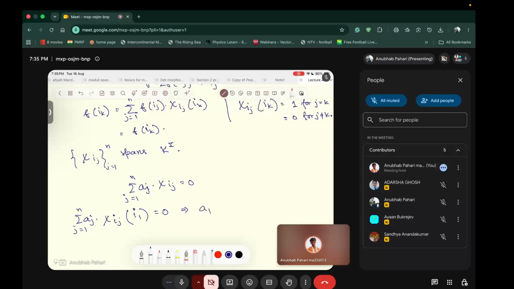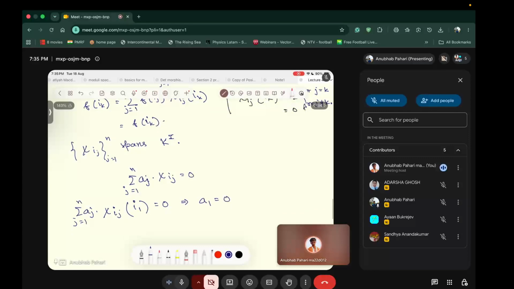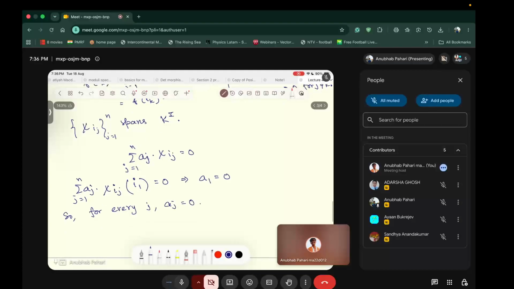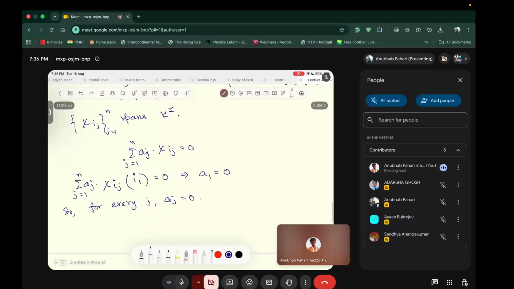This would give you a1 equals to 0. So for every j, aj would be 0. If you take j equals to 2, j equals to 3, j equals to 4, up to n, so this would imply chi of ij is linearly independent. So chi of ij is a basis.